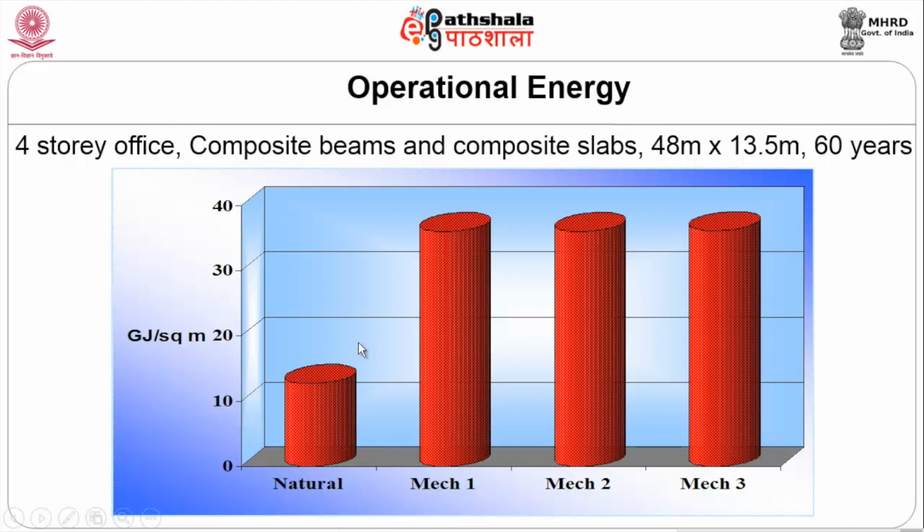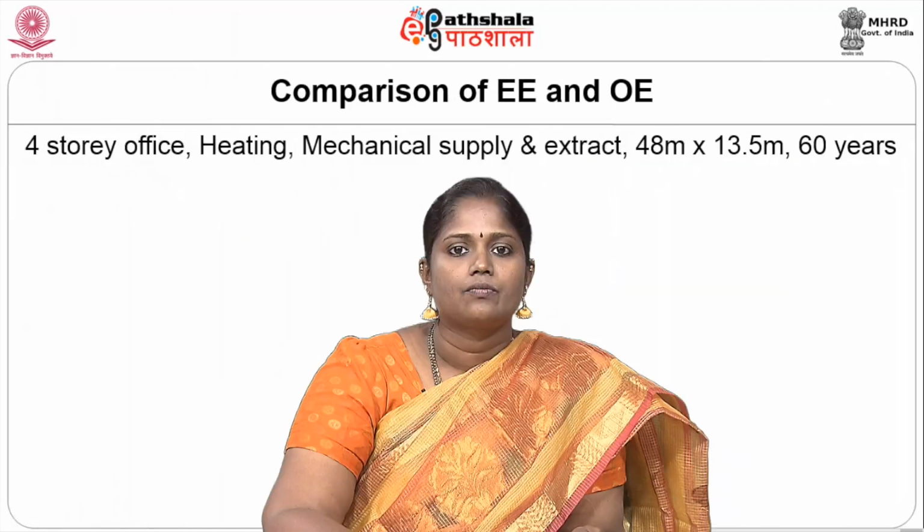If we need to operate this building with composite beams and composite slabs over a period of about 60 years, by natural ventilation it requires only 0 to 12 gigajoules per square meter. In a mechanical way, whether it is air conditioned or partially air conditioned or other ways, it comes to a value of about 30 to 40 in the range for mechanical devices.